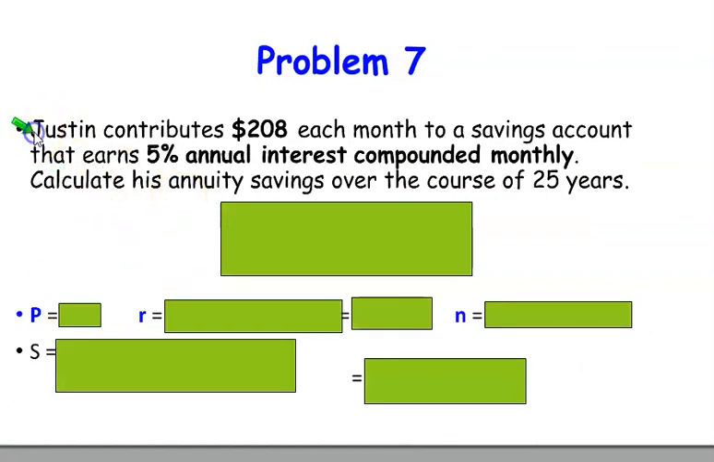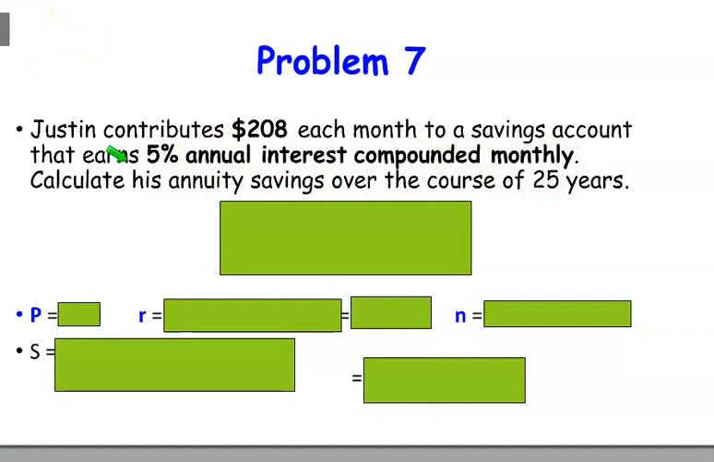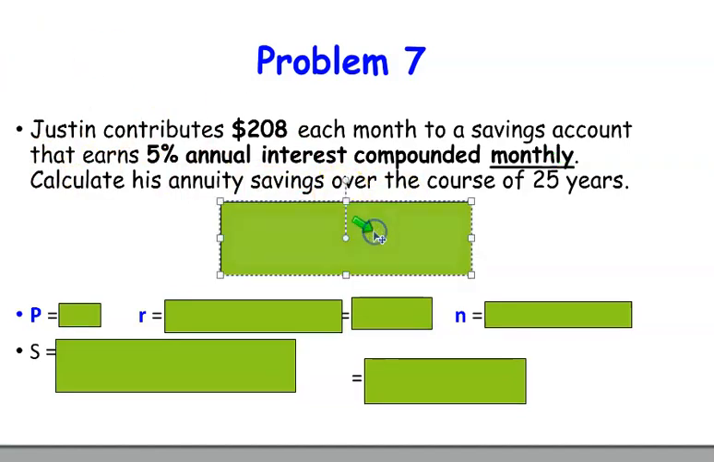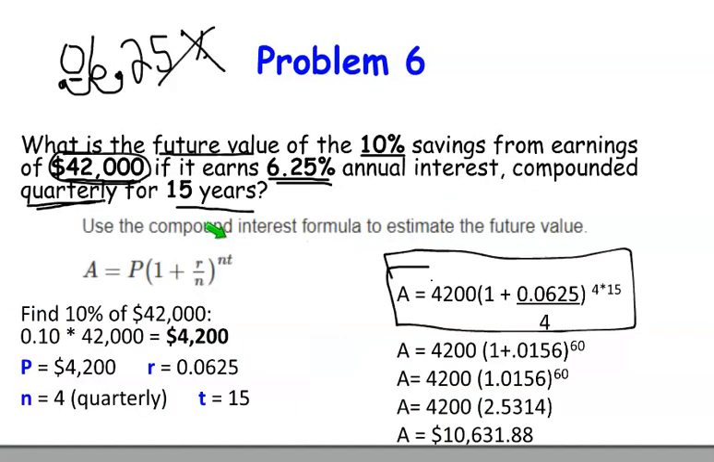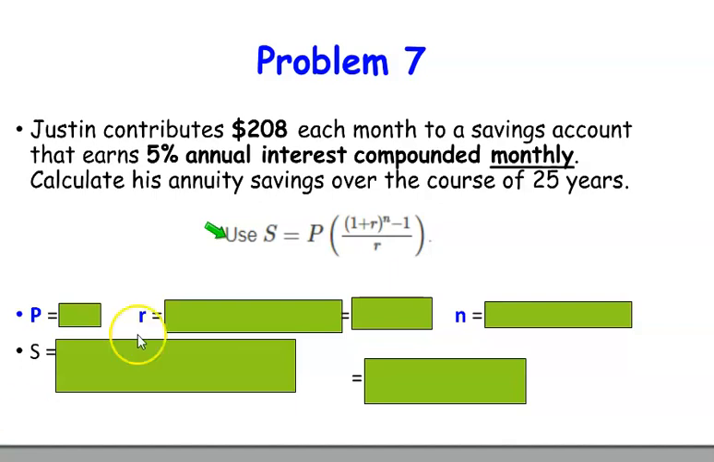Last problem. Try this one. Justin contributes $208 each month to a savings account that earns 5% annual interest rate compounded monthly. We know what that means. That it's calculated every single month, and how many months are in a year. Okay, so calculate his annuity savings over the course of 25 years with this formula. It's in a different form. Okay, this formula is different than this formula, right? Looks similar, but it's just different math, okay?